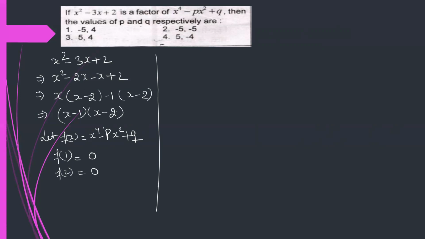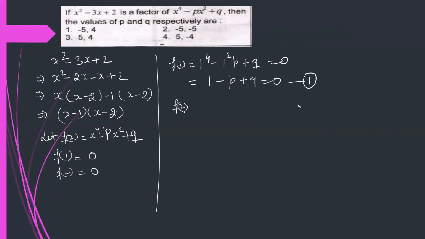Now let's suppose f of x is x to the power 4 minus px square plus q. Now put 1 in place of x, and it will give you result 0. If you put 2, that will also give you result 0. This means we now find f of 1, which will be 1 to the power 4 minus 1 square into p plus q equals 0, which is 1 minus p plus q equals 0. Give it equation number 1.